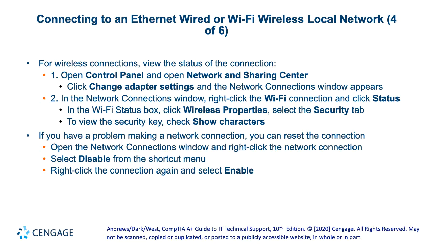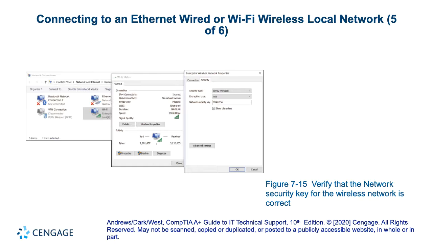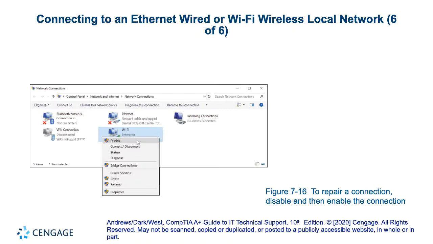And then let's see here. I didn't have wireless, so I couldn't show you that. If you have issues connecting via wireless, you should verify that the security key is correct. And this is just showing us that, checking the security key and the encryption method type. Make sure that's all set up and configured correctly for your network. And then you can try and repair a connection by disabling and re-enabling the connection, which I showed you.